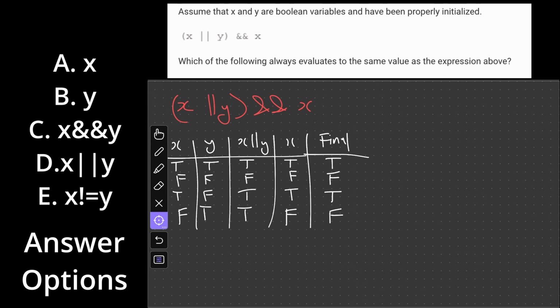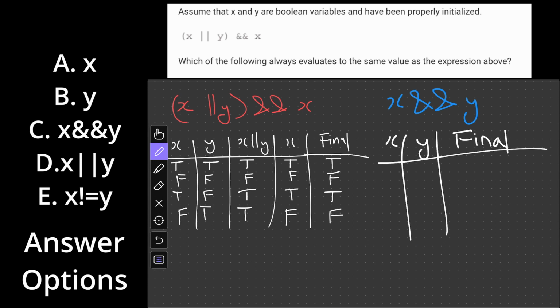Next, let's look at our C, which is X and Y. This is probably the one I'm going to stop at because we know X is the correct answer. But X and Y, let's make another truth table. So get my white pen. X, Y, final, because the only expression we have is X and Y. What were our values for X? True, false. And what were our values for Y? True, false, true. And now our question is X and Y. So true and true, false and false, true and false, and false and true, false. So this one over here and this one over here do not match. So X and Y is not a correct answer.